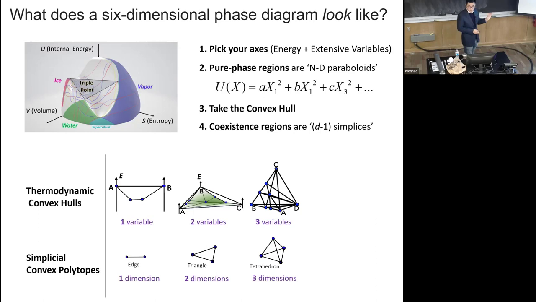So if you look at the thermodynamic convex hull, these are some convex hulls. And these are what we call n-dimensional triangles. They're called simplices, or simplicial convex polytopes. And so these are triangles of different dimension. 1D triangle, 2D triangle, 3D triangle. What does a 4D triangle look like? I don't know, but the mathematics exists.